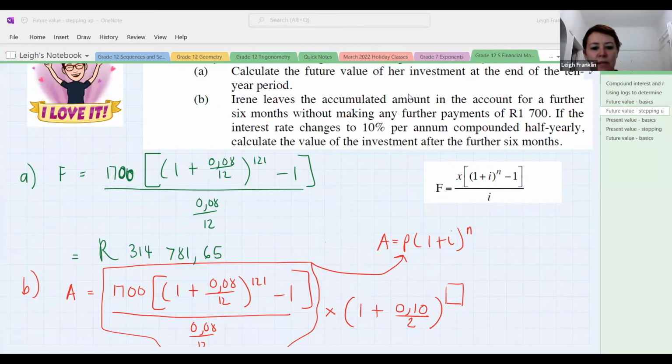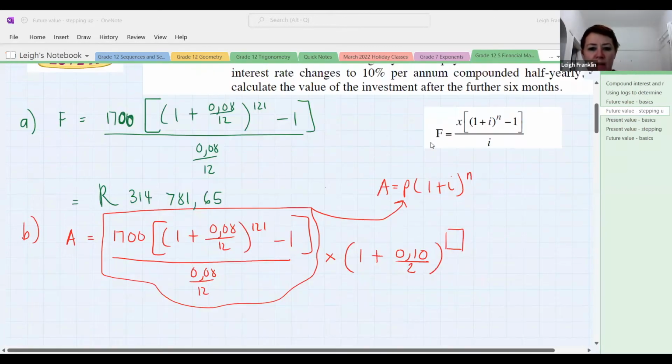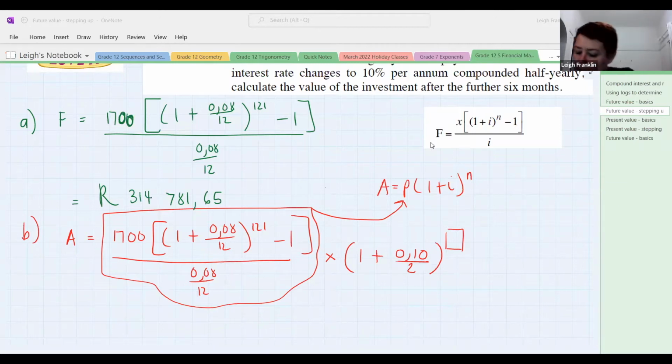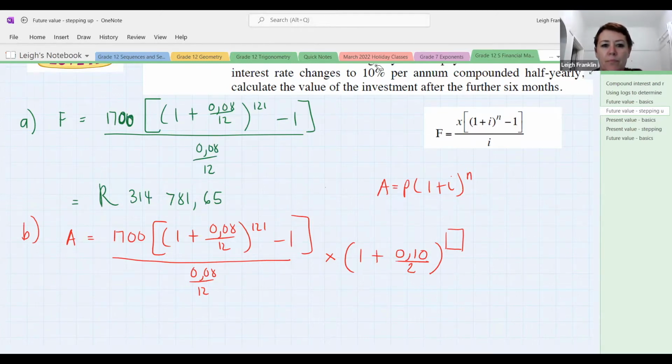What does N represent? So we know in future value, N is the number of payments. But in compound interest, what is N? Is it the number of payments? Oh, it's the number of years. But hang on a second. If it's the number of years, then, for example, let's go back to our previous lessons.